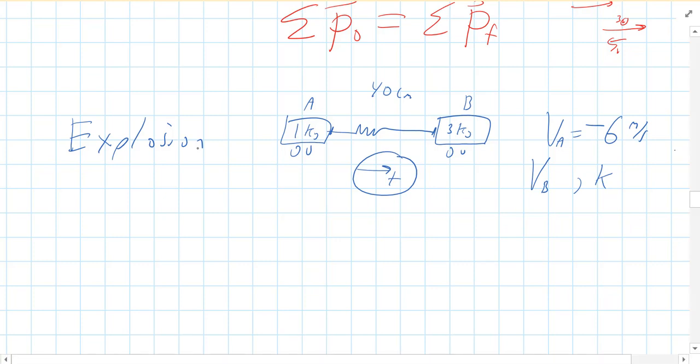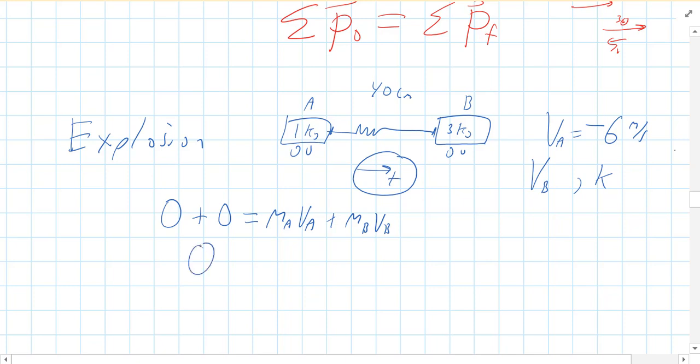All right, so for these explosions, total momentum is going to be conserved. Now, before they exploded, what was the momentum of cart A? Well, it was 0. It wasn't moving. How about the momentum of cart B? Well, that was also 0. Afterward, we have MAVA plus MBVB. That's the momentum of each cart after they exploded.